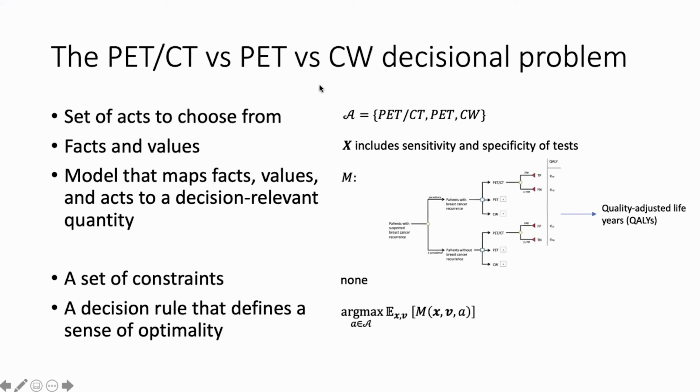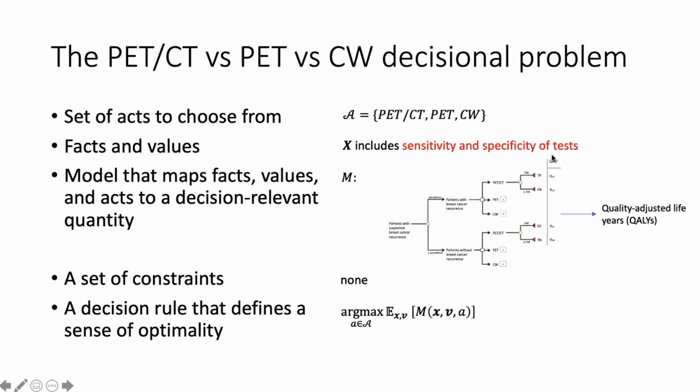In this particular example, the set of acts are PET-CT, PET, and conventional workup, and there are many values that are included. There are many inputs in the facts and values, but in particular, I'm going to focus on the sensitivity and specificity of the tests. There's going to be a very simple model that I describe that connects the inputs to outputs. The outputs are quality-adjusted life years for women who choose the three options, and then in the end, we are going to use a decision rule that defines what is the optimal strategy.